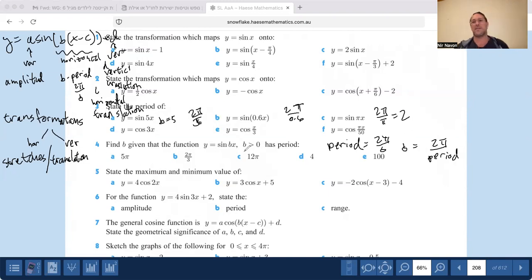Why is this helpful? Because sometimes we get the graph and we see that it recurs after 5π. So from the graph, I know it's 2π over 5π. In this case, then I'm doing 2π over 5π, and b equals 2 over 5. Same for 12π. 2π over 12π. 1 over 6, that's the b in the function.